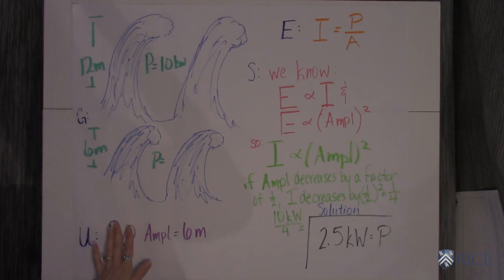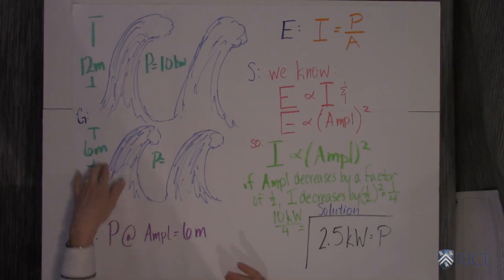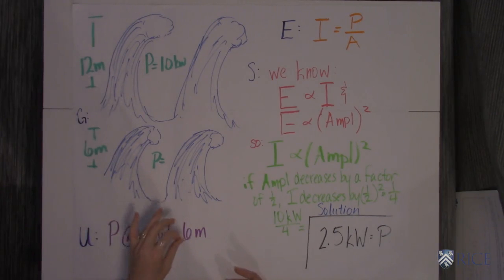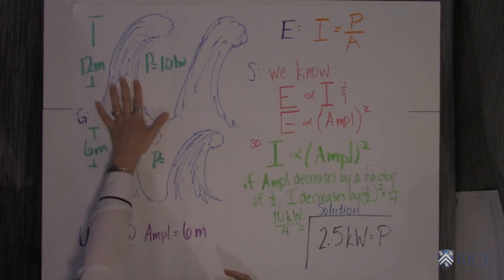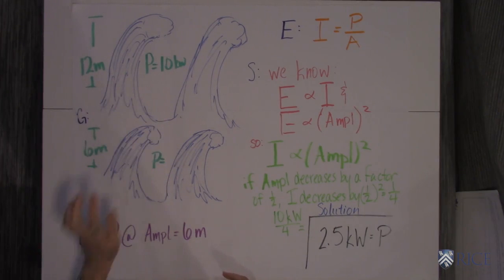And the question asks, what amount of power would you get out of a 6-meter wave? So we know that this is about half the height of the wave, but it's not a linear relationship. So the givens are the heights of the waves and the power, and the unknown is what is the power if the wave's amplitude, that's the height of the wave, is 6 meters.